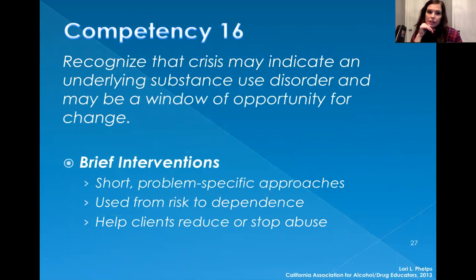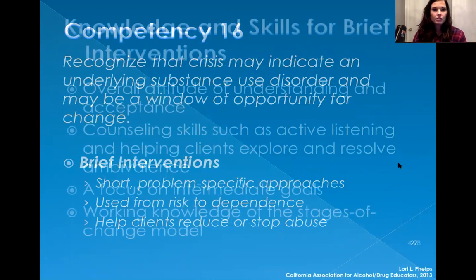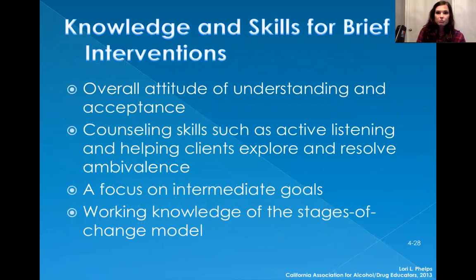So brief interventions are short, problem-specific approaches used from risk to dependence and help clients reduce or stop abuse. Knowledge and skills for brief interventions include an overall attitude of understanding and acceptance. So we want to provide that for every client all the time anyway, right? Also counseling skills such as active listening and helping clients explore and resolve ambivalence. So we can try and help them understand where that ambivalence is coming from and work through it. We focus on immediate goals and a working knowledge of the stages of change model. We might let them know that they could be in that stage of pre-contemplation.